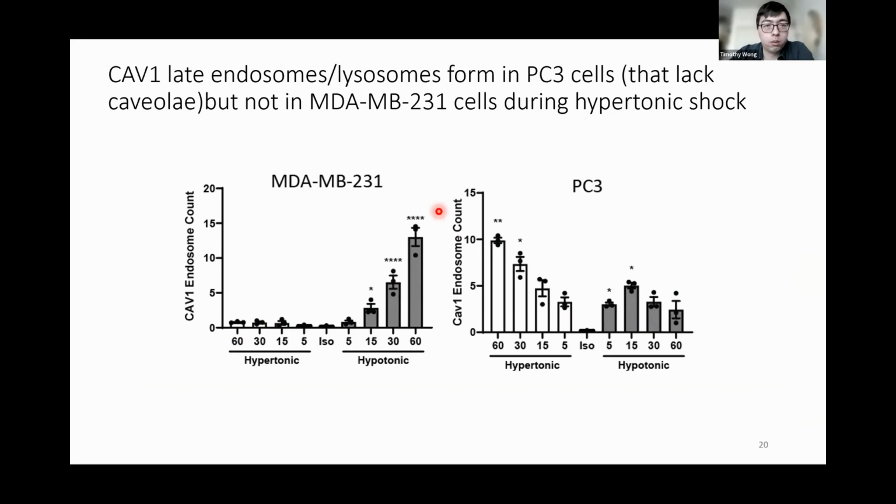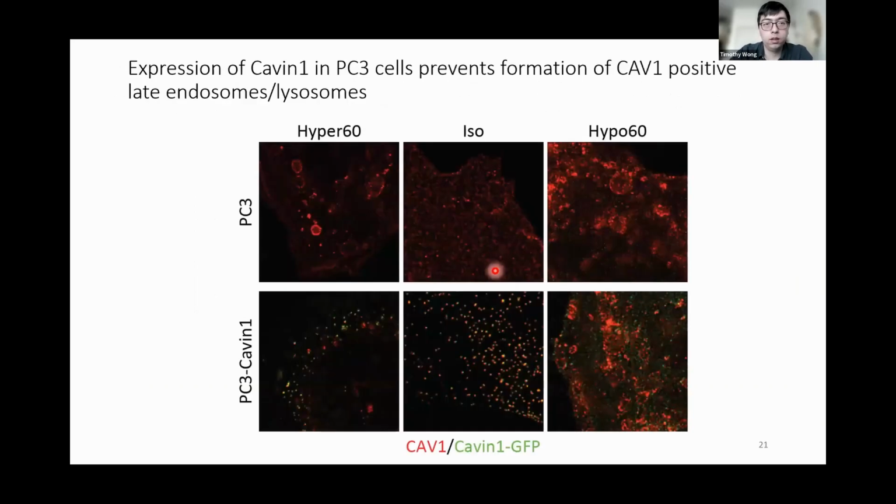This is quantified here, where we counted those endocytic structures, showing that with hypotonic shock, in both the 231s and PC3 cells, we get the formation of these endosomes, but with hypertonic shock, only the PC3 cells were able to form these structures. So we sought to validate the role of CAVIN1 and determine if it's necessary for the formation of these lysosomes.